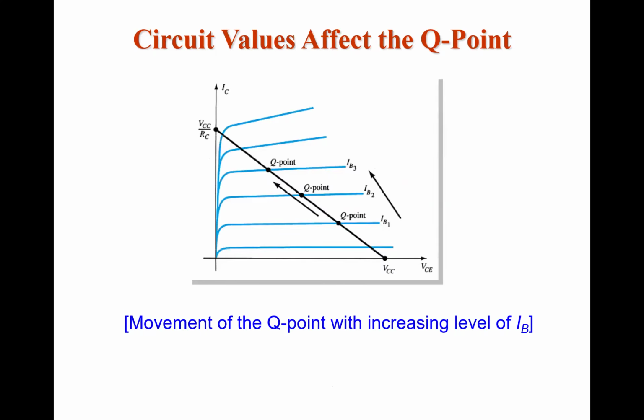From this figure, what we understood is how the Q point shifts on the DC load line for various values of IB1, IB2, IB3. Once the Q point movement happens during amplification, certainly we are not obtaining a faithful amplification. To avoid that, we always maintain a constant output current. Once we obtain a constant output current, the Q point is stable. Only then are we obtaining a faithful amplified signal at the output side.